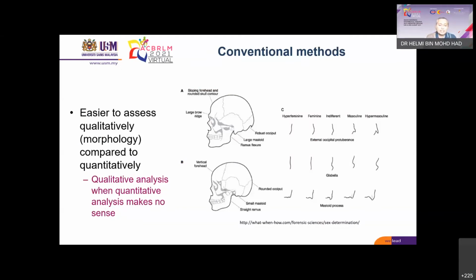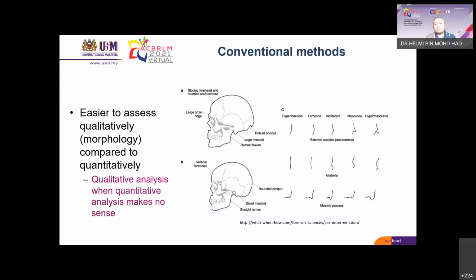So for example, here are two pieces of skull, a masculine and a feminine skull. On the top there is a male skull, and below it is a female skull. From the bregma, the glabellar region, the occipital region, and the mastoid region, we can tell whether the skull is masculine or feminine. We can tell just by looking at the skull whether this skull belongs to a male or female. And this skill is not just exclusive for forensic anthropologists.